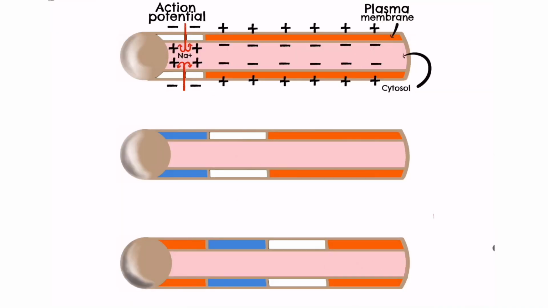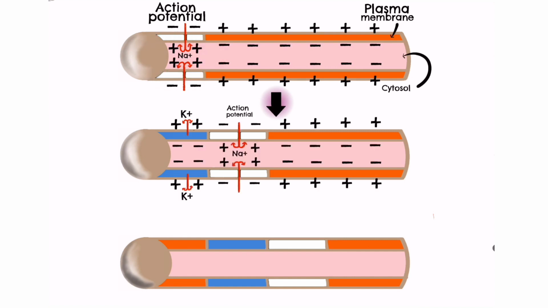Let's now take a look at how the action potential spreads along the length of the axon. In a myelinated axon, the action potential moves down the axon in a process called saltatory propagation. In this process, the current generated by the action potential jumps from one node of Ranvier to the next.